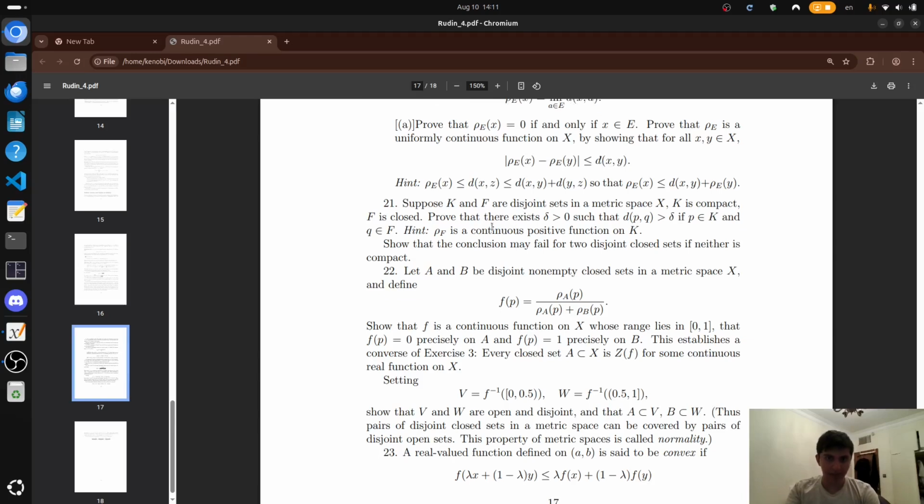And now we have the following exercise. Suppose K and F are disjoint sets in a metric space X. K is compact, F is closed. Prove that there exists delta greater than 0 such that the distance d(p, q) is greater than delta if p is in K and q is in F.